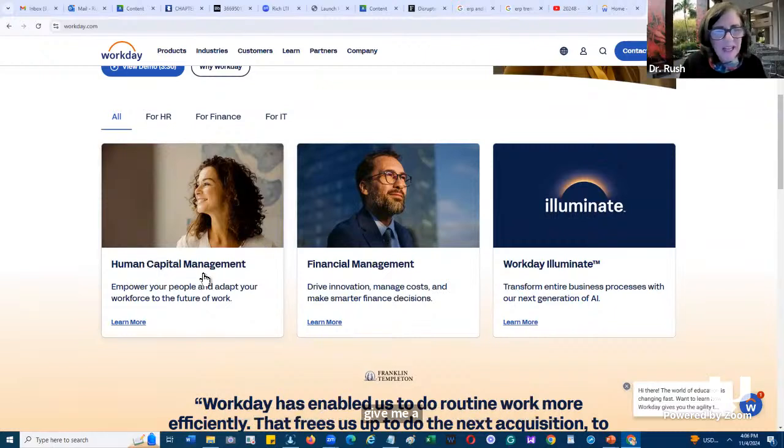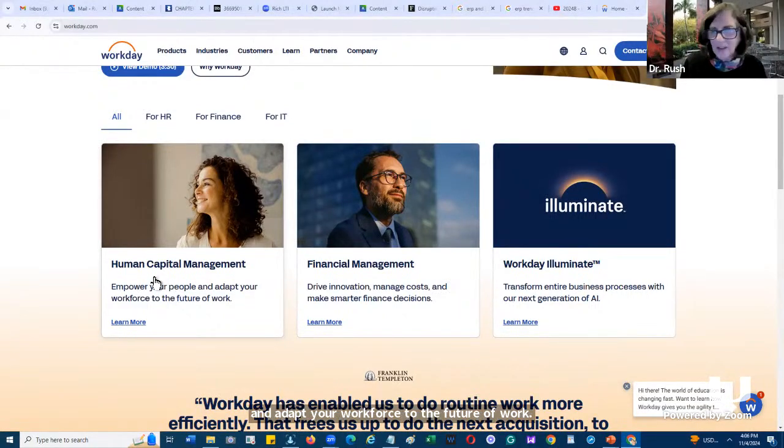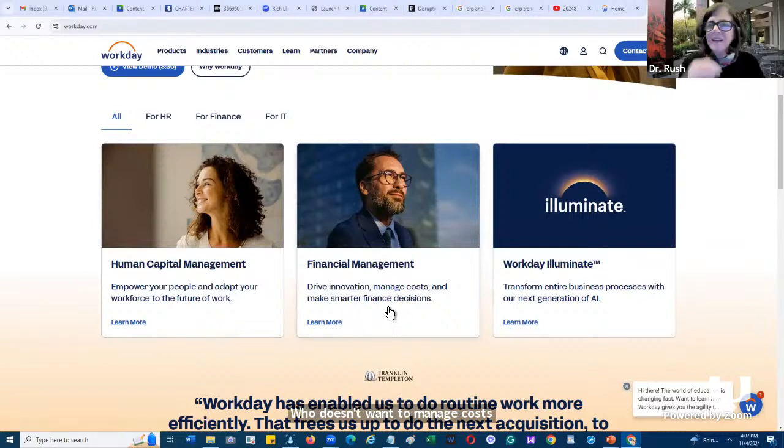But anyways, human capital management: empower your people and adapt your workforce to the future of work. What does that mean? Don't you think, Clark, this also can be AI generated, doesn't it? It says nothing to us, really. It's like those future-of-work things. And notice here, drive innovation, manage costs. Who doesn't want to manage costs? And make smarter finance decisions. What does smarter mean? I don't know. What I would like to see is finance decisions that are more profitable at the end.